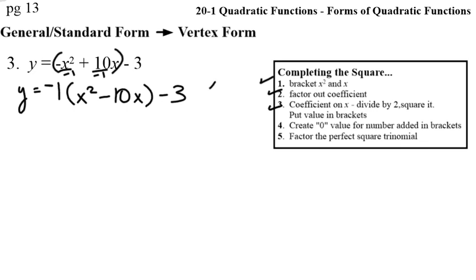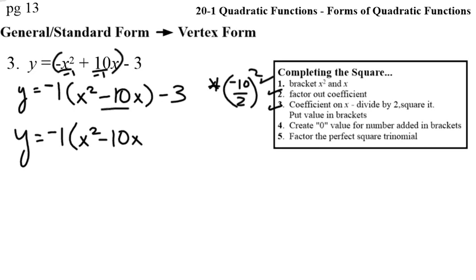Step 3, magic number. Negative 10, our x term. Divide by 2, and we're going to square it. Negative 1, bracket x squared minus 10x, and now I add my magic number. Negative 10 divided by 2 is negative 5. Negative 5 times negative 5 is plus 25, and I still have my subtract 3.